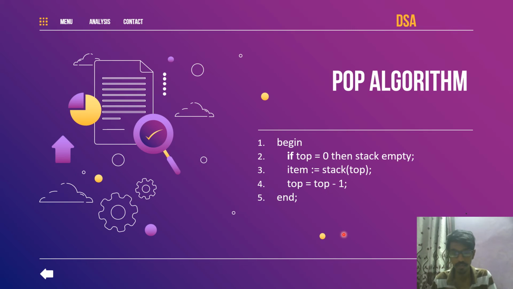So the algorithm for pop is given as follows. We should begin the operation, and check if the top is equal to 0, then the stack is empty. So we cannot delete anything from an empty stack. So first and foremost, we should check if the stack is full or empty. If there are items inside the stack, then the item of stack at top should be selected, and the topmost element should be deleted. This is how the algorithm goes, and it ends after the topmost element is deleted. This is the pop algorithm.